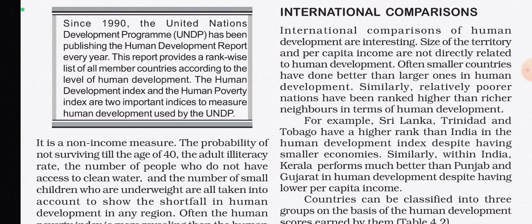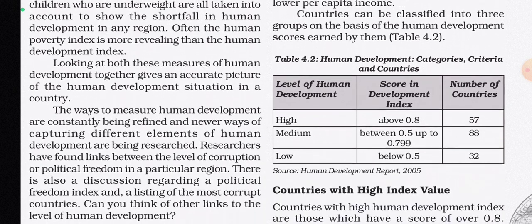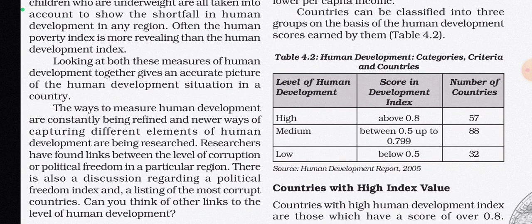Similarly, relatively poorer nations have been ranked higher than richer neighbors in terms of human development. For example, Sri Lanka, Trinidad, and Tobago have a higher rank than India in the Human Development Index despite having smaller economies. Similarly, within India, Kerala performs much better than Punjab and Gujarat in human development despite having lower per capita income. Countries can be classified into 3 groups on the basis of the human development scores earned by them.